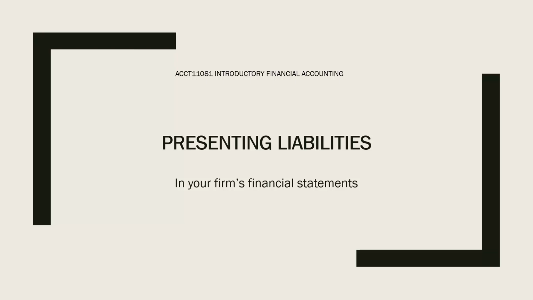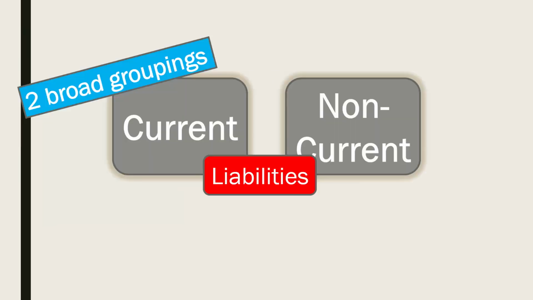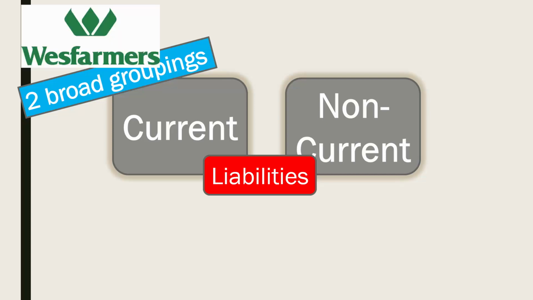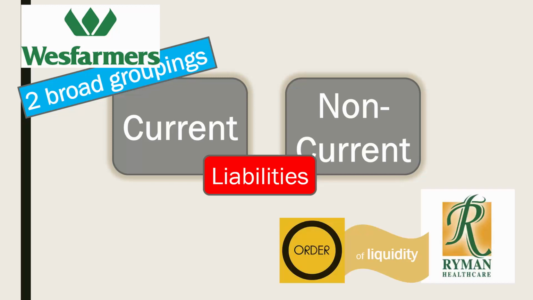If you have questions about how we present liabilities in a firm's financial statements, this video will explain how we classify liabilities so you can be more familiar with the liabilities in your firm's financial statements. Liabilities are usually, but not always, presented in two broad groupings of current and non-current. Wesfarmers presents its liabilities this way. Ryman Healthcare does not, preferring to show its liabilities as a single group in order of liquidity.